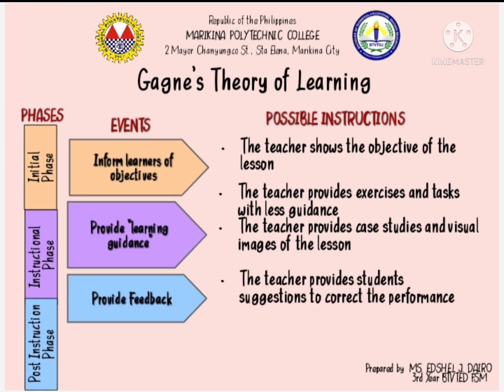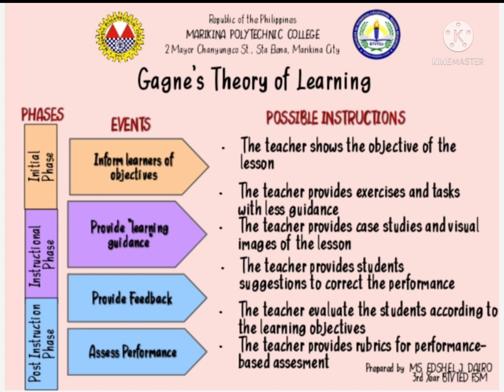The second event in the post-instruction phase is provide feedback. The possible instruction here is the teacher provides students suggestions to correct the performance. So when your students do something wrong in their performance, you can suggest or correct them so that in their next performance they will not make mistakes.